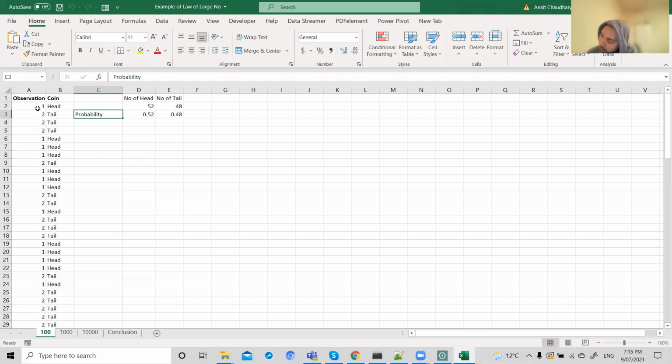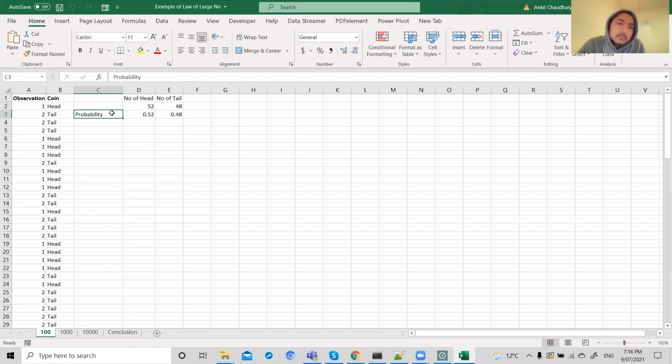If we consider 100 observations here, the probability of getting head and tail will be calculated. I have used CHOOSE here because it will always give 1 or 2. If it is 1, then it will be head, and if it is 2, then it will be tail. That's why I have used CHOOSE, and here I have used a random number between 1 and 2.